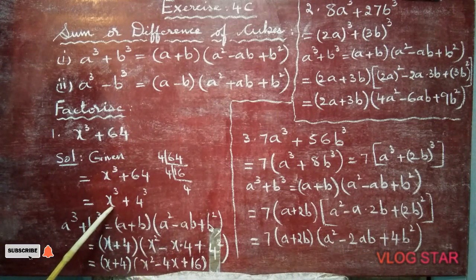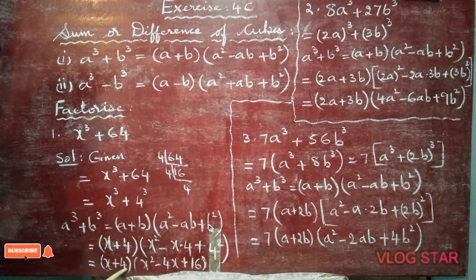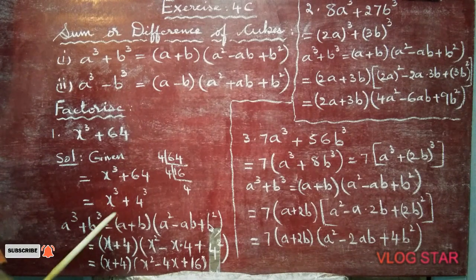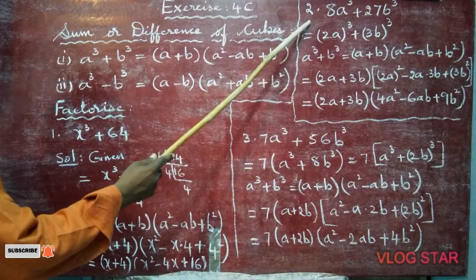Now in the place of a, x is there. In the place of b, 4 is there. So x plus 4 into x square minus x into 4 plus 4 square. Now that is equal to x plus 4 into x square as it is, minus x into 4 is 4x, plus 4 square, 4 4s are 16. So it's 16 you have to write. This is the final answer. Coming to the second problem.